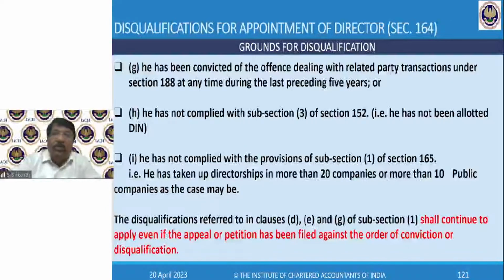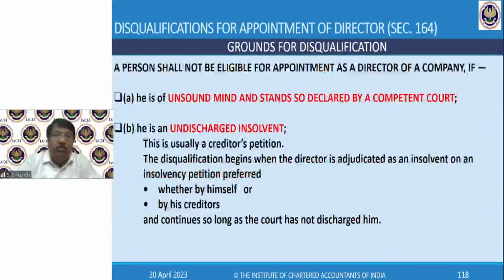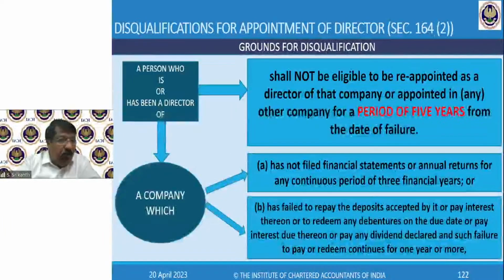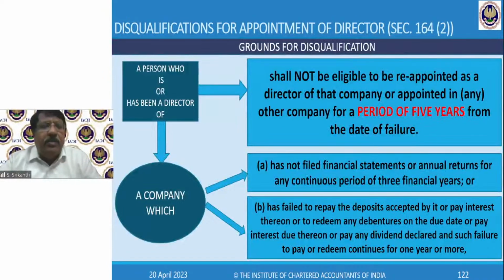164.2. So what we saw was 164.1. 164.1 contains 9 disqualifications. 164.2 has 1 disqualification, which is very interesting and important. This disqualification applies to a person who is or has been a director of a company.